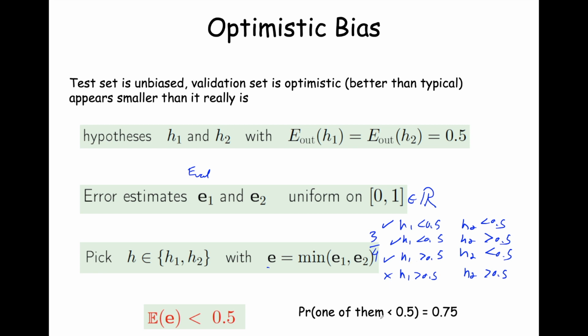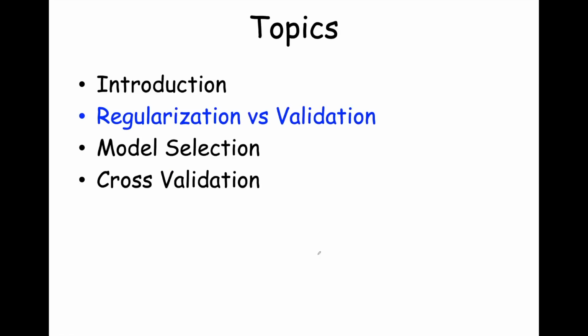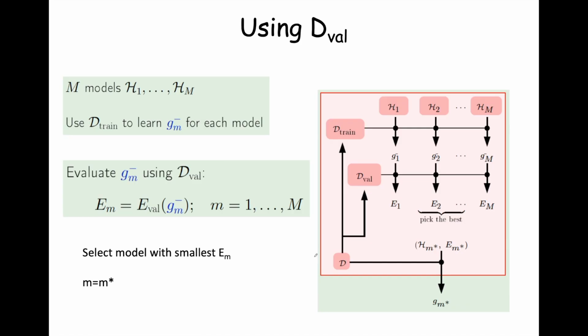So what does that mean? It's very likely that the error E we arrive at from the minimum between E1 and E2 is going to be less than 0.5, because 75% of the time one of them is going to be less than 0.5. This is the optimistic bias, because it's not quite as good as their expected out-of-sample error; it's going to be less than that. That optimistic bias comes from the fact that you're making a choice from a bunch of alternatives, looking for the minimum. Okay, so let's take a look at model selection.